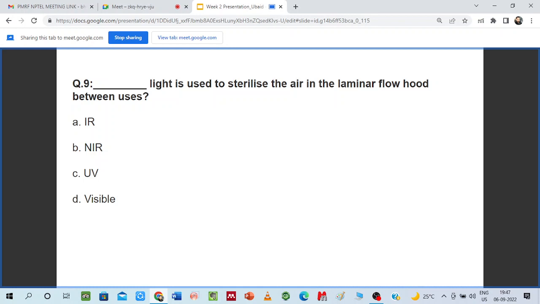And in the morning, when the first person starts the cell culture, the first person also has to give the UV to the cell culture hood. The UV should also be given once a day, in the morning, to the whole cell culture room, to ensure that the whole room is sterilized. But in the laminar airflow, it is more strictly followed, and between every use you have to give the UV.